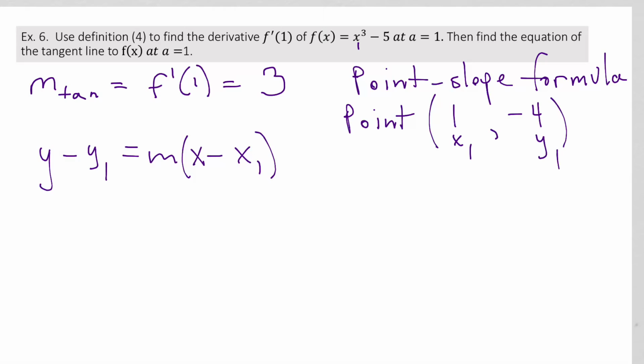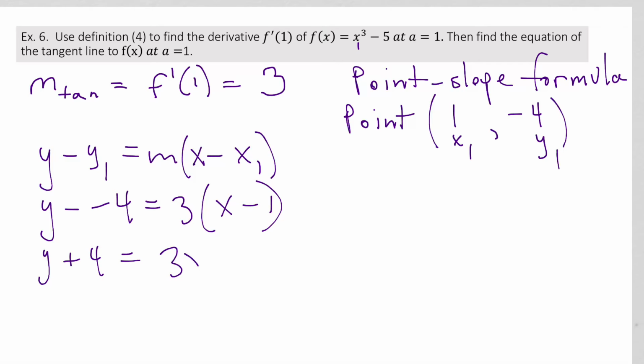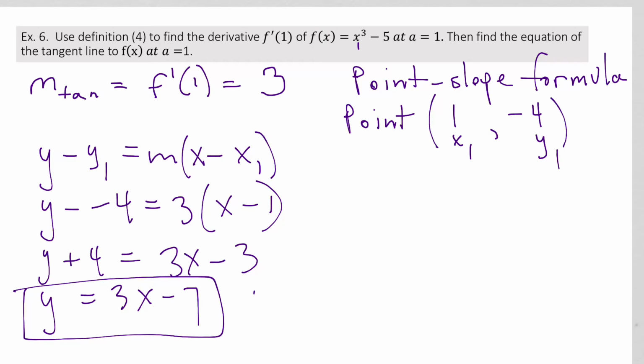All right, so now doing the substitution, I've got y minus y1, that's negative 4, m is 3, x minus 1. So that's y plus 4 is equal to 3x minus 3. So that's y is equal to 3x. Subtracting 4 from both sides, I'm going to get minus 7. All right, so you want to get it down to slope-intercept form, which is y is equal to mx plus b. All right, so that's the equation of the tangent line at the point (1, negative 4) of this curve.